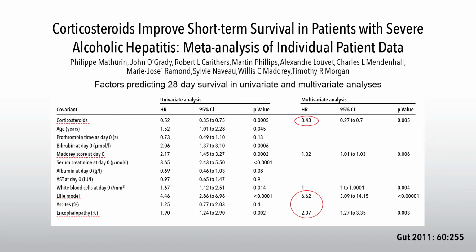Corticosteroids improve short-term survival. This again is a little bit more data talking about steroids and the hazard ratio, about a 60% reduction. The MADRI score cutoff that we described before, and very importantly here, they looked at this Lille model and this 7-day response according to Lille criteria, showing a very, very good difference in survival. Also data here saying the patients with encephalopathy appeared to benefit as well. Therefore, encephalopathy is a screening test for steroids and steroid use.